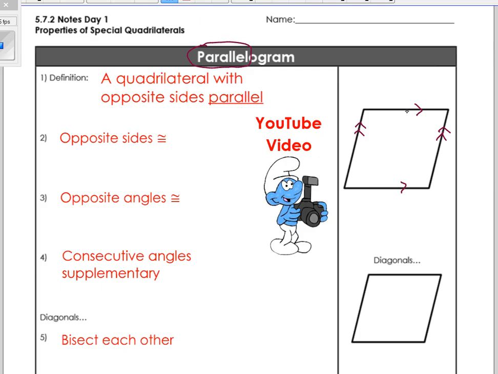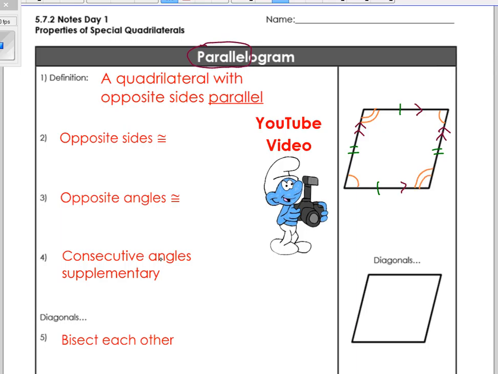Opposite sides are congruent, so that means that this side is congruent to this side. That would mean that this side is congruent to this side. So you guys should be labeling this. Okay. Opposite angles are congruent would mean that this angle is congruent to this angle. It would mean that this angle is congruent to this angle.